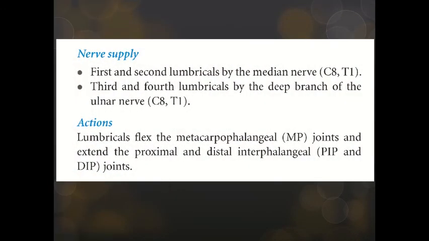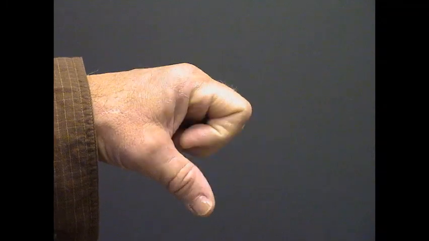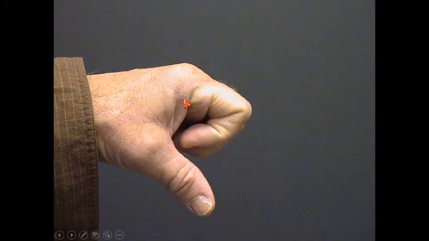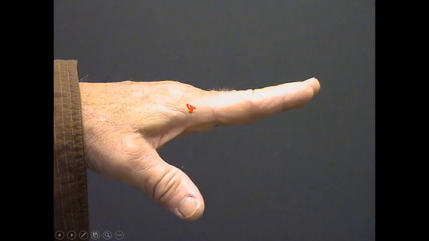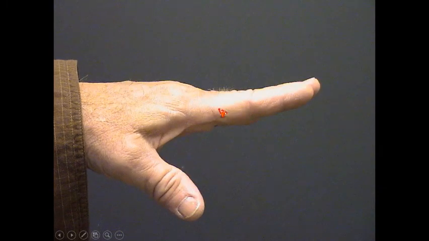So the nerve supply of the lumbricals: first and second lumbricals are supplied by the median nerve, third and fourth lumbricals are supplied by the deep branch of the ulnar nerve. Lumbricals flex the metacarpophalangeal joints and extend the proximal and distal interphalangeal joints. Okay, try to observe this one. Flexion at the metacarpophalangeal joint and extension of the interphalangeal joints, it is by the lumbricals.